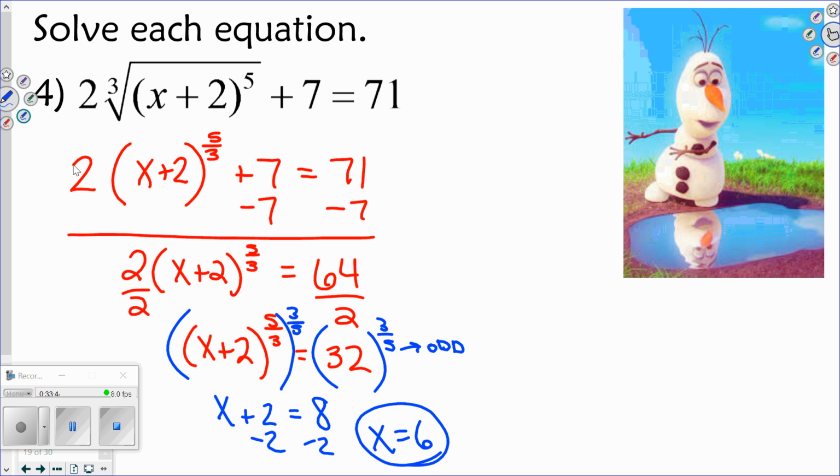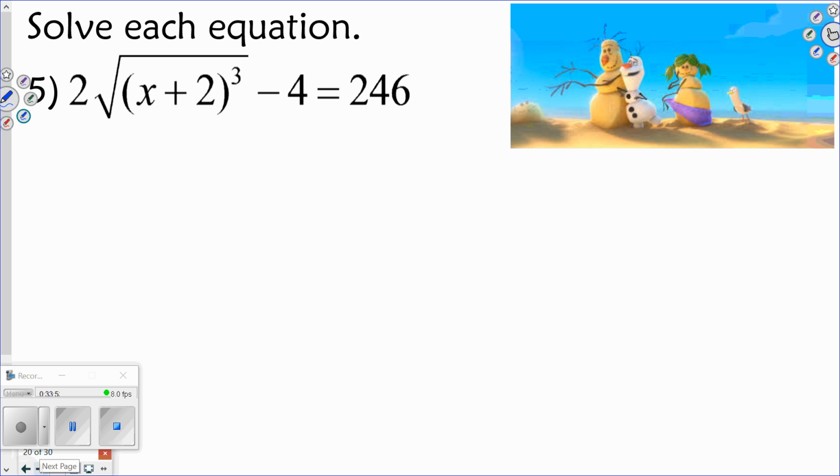All right. How are we feeling about all this solving so far? You like it? It's not too bad, right? Just got to remember that crazy odd denominator or even denominator rule.